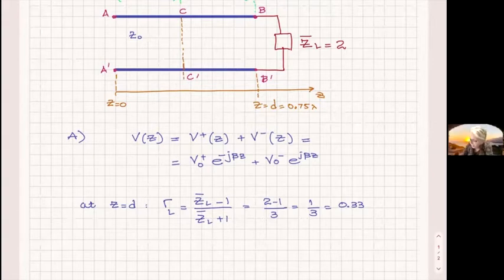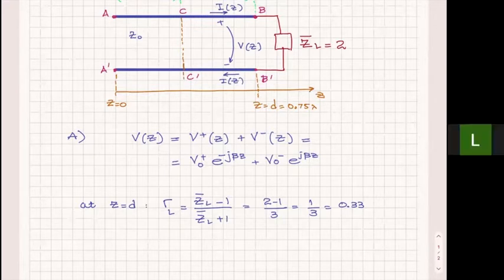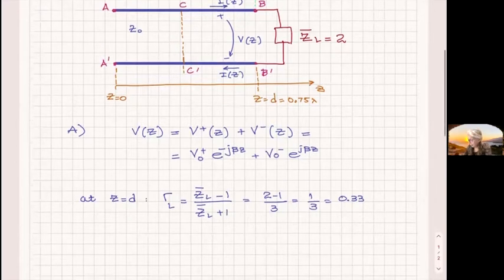V of Z applies like this, and I of Z flows like that here, and like this here, and they are the total. So you're just assuming that the V minus Z will have a negative value so that they subtract? Not necessarily, well, depending on the load, because that's what I was going to write.